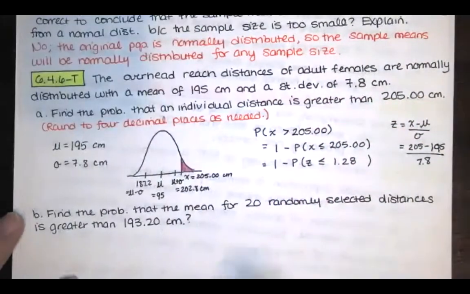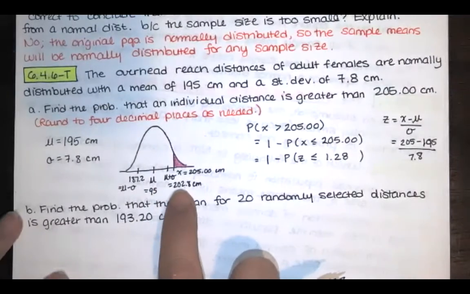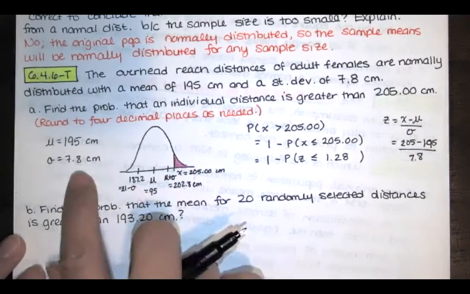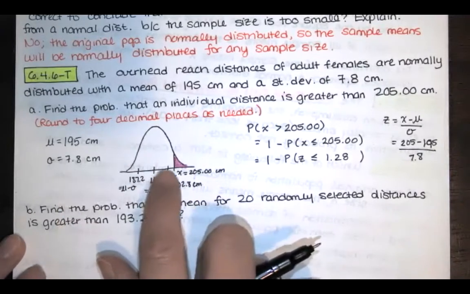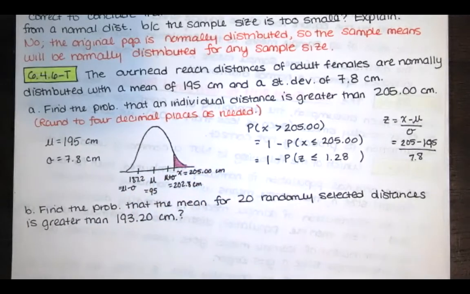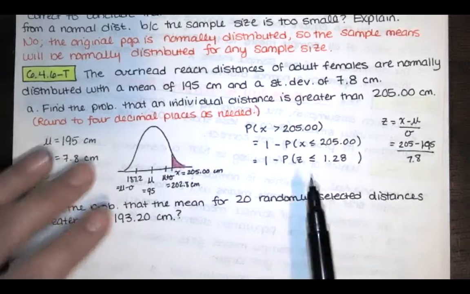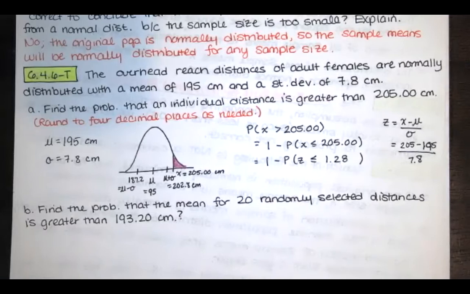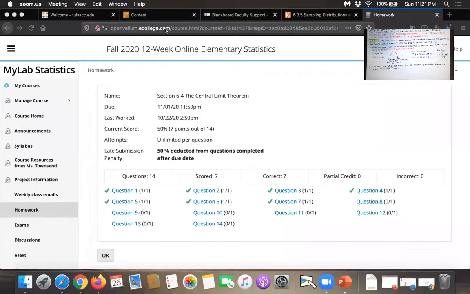And that makes intuitive sense because one standard deviation above the mean was 202.8 centimeters. And this is a little bit more than that, but it's not quite 7.8 centimeters more than that. So it's not at 2 standard deviations above the mean. It's somewhere between 1 and 2, and it turns out to be 1.28 standard deviations above the mean. So I can use table A2 to find this probability, and then I'll subtract it from 1. In order to do that, I will share my screen with you.